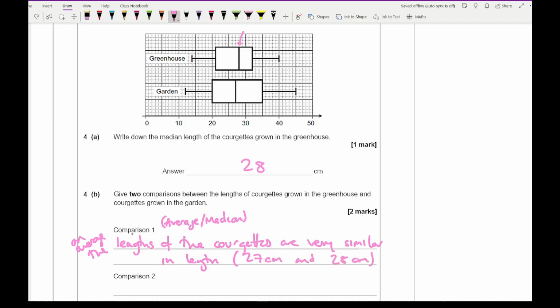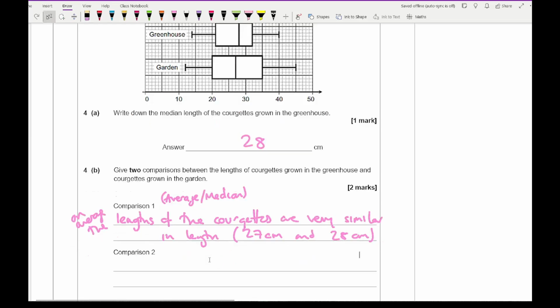If you were to say that the lengths of the courgettes are higher on average in the greenhouse than the garden, then that would be correct. But 27, 28 centimetre courgettes, does size matter? Again, some may argue that it does. So again, any of those statements would be absolutely fine.